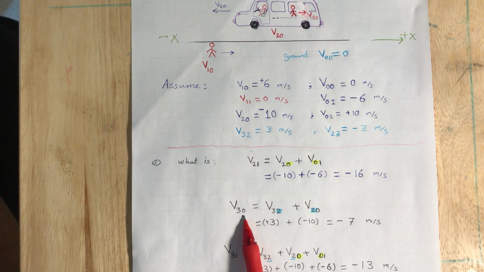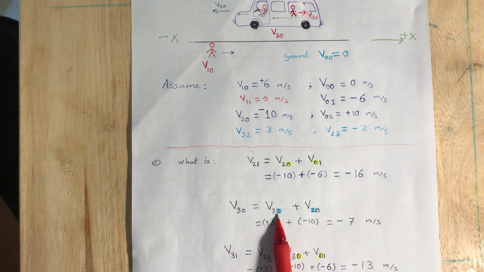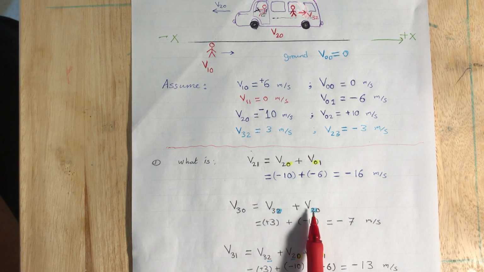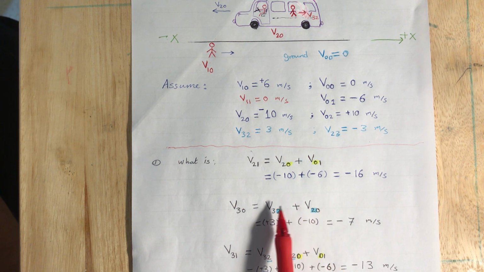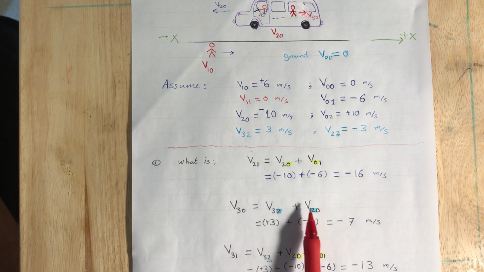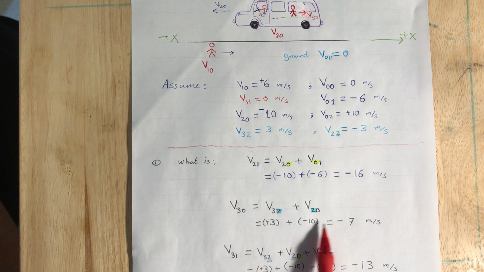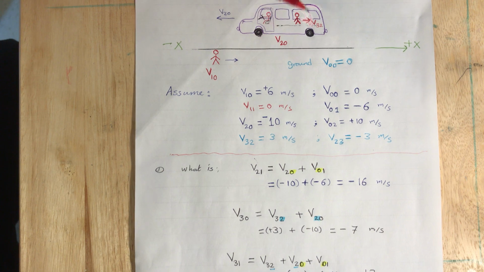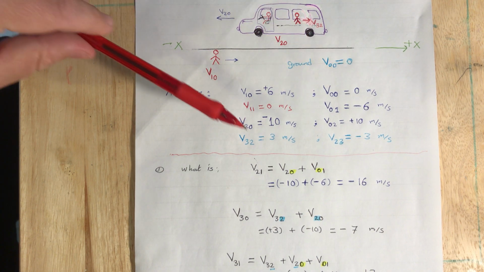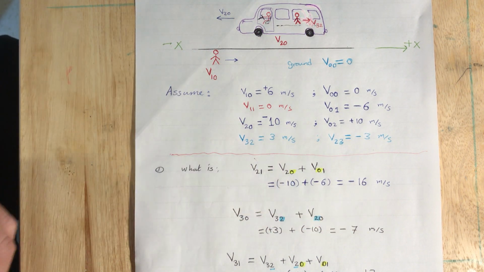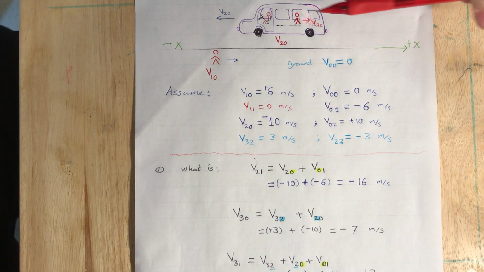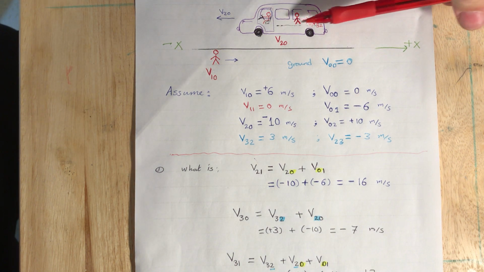So V3 0 is equal to V3 2, which is known, plus V2 0. V3 with respect to the bus is positive 3, plus V of the bus with respect to ground, which is negative 10. So I have plus 3 and negative 10, which is negative 7. So the velocity of the person who is walking inside the bus with respect to the ground is negative 7. Negative 7 means he is moving in the negative x direction.